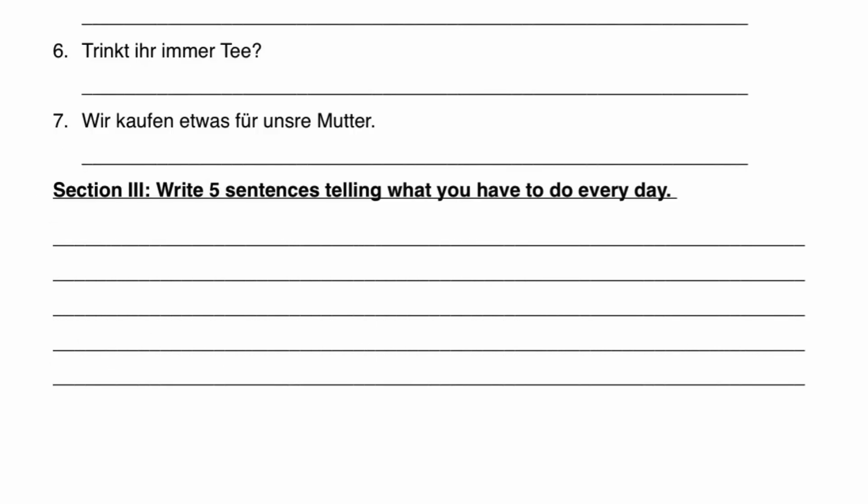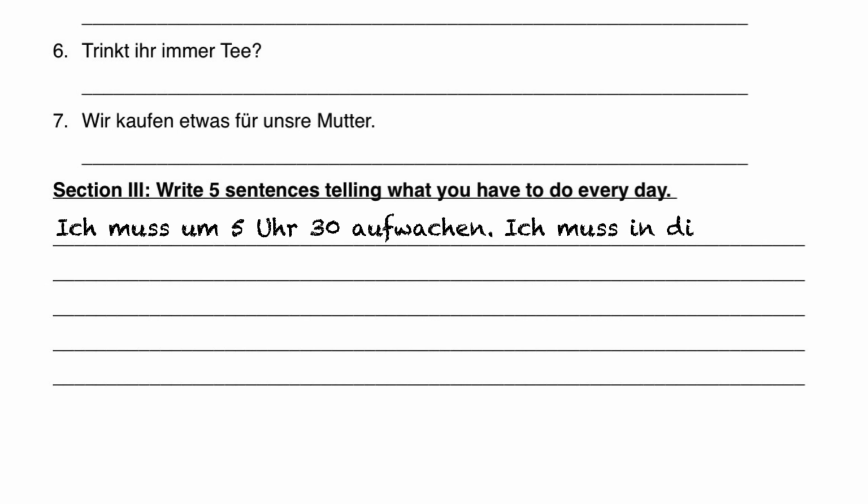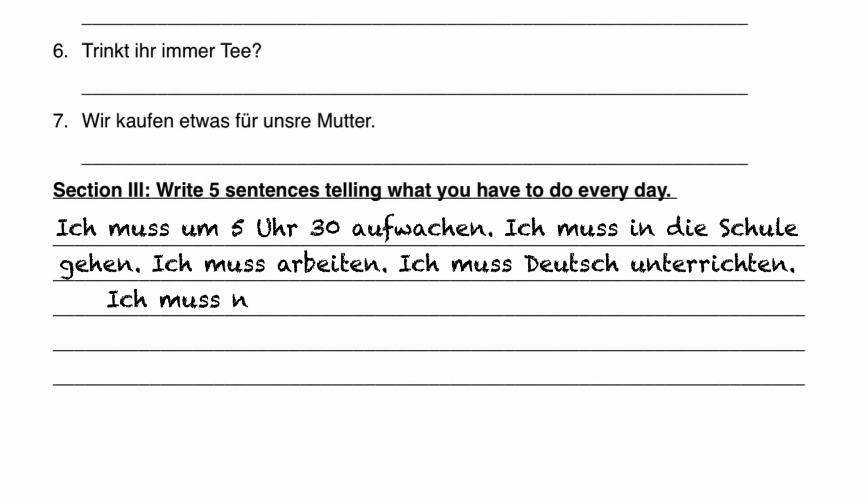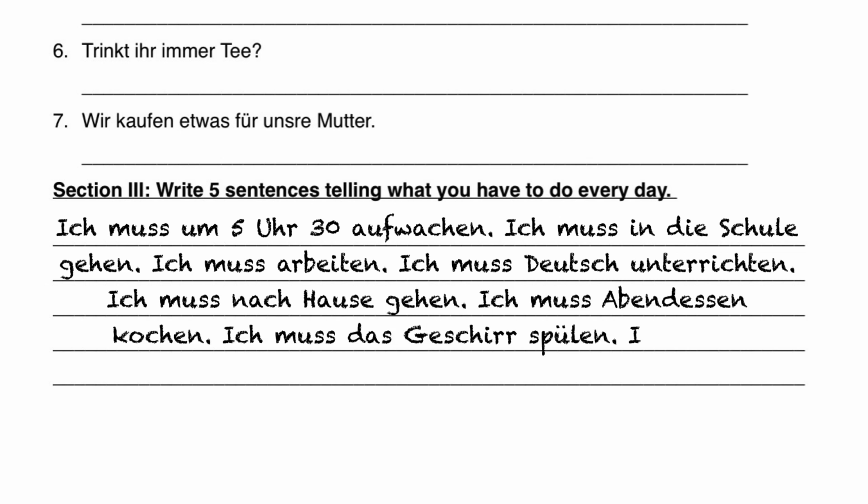In section 3, all we're supposed to do is write 5 sentences telling us about what it is that we have to do on a daily basis. I wrote a bunch of example sentences. It's a little bit more than 5, but we'll see what the example sentences look like here. Ich muss 5:30 Uhr aufwachen. Ich muss in die Schule gehen. Ich muss arbeiten. Ich muss Deutsch unterrichten. Ich muss nach Hause gehen. Ich muss Abendessen kochen. Ich muss das Geschirr spülen. Ich muss schlafen. So I start off by saying I have to wake up at 5:30 every morning.